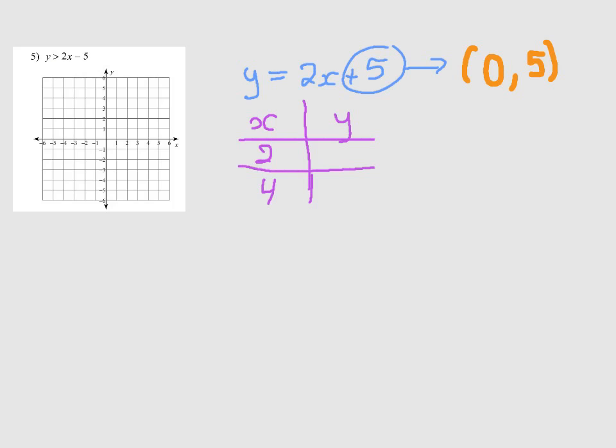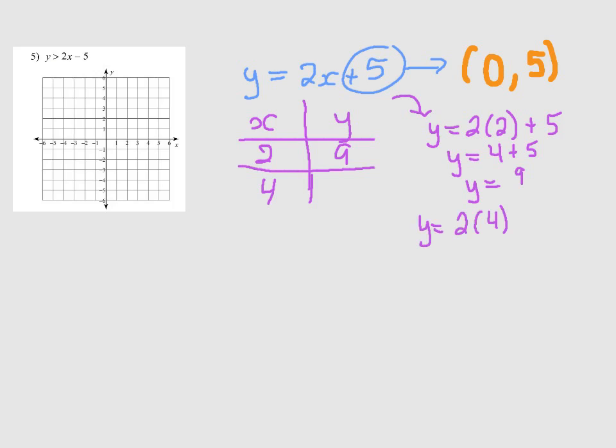So taking my rule, what is y when x is 2? Well, y is equal to 2, plug in my x is 2, plus 5. y is equal to 4 plus 5. y is equal to 9. So here, y is equal to 9. And over here, if I do 4, y is equal to 2 times 4 plus 5. 8 plus 5 is 13.